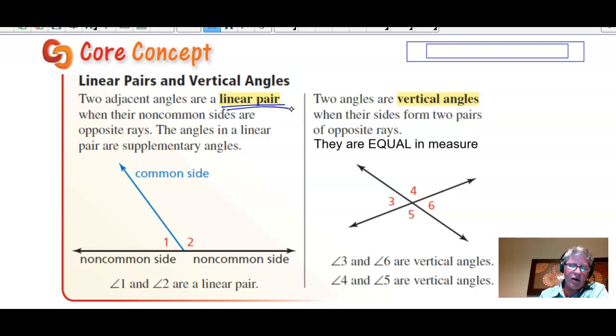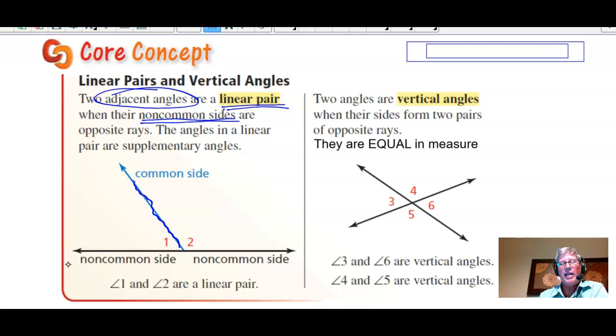First of all, they are adjacent. So we're using a word that we just learned. Adjacent means they have a side in common, and from the picture you can see it's right there. That's the side they have in common. They use some kind of sticky language here. They're non-common sides. That just means, well, not the common side, but the other two sides. Here's this side and here's this side.